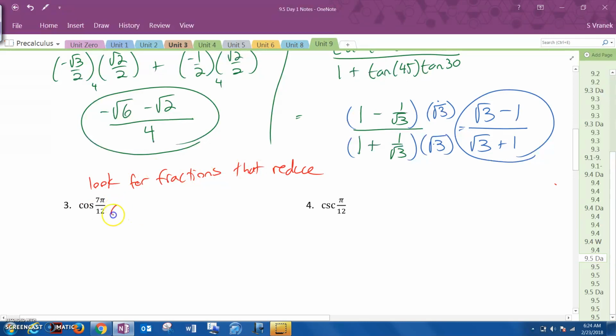So I'm going to say that I want to do the cosine of 4 pi over 12 plus 3 pi over 12, because that is 7 pi over 12. Which means that it's going to be the cosine of pi over 3 plus pi over 4. And those are both reference angles in quadrant 1.